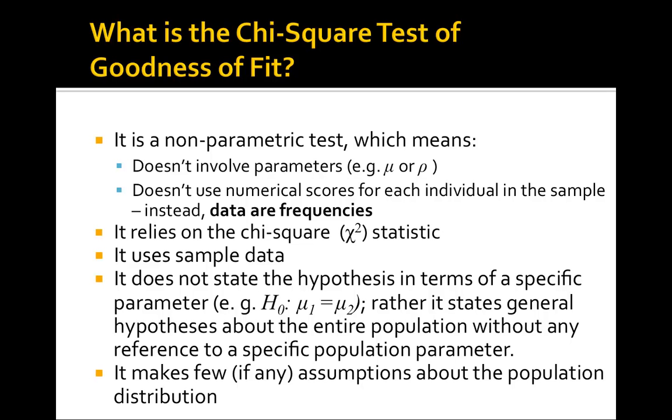It uses sample data. It does not state the hypothesis in terms of a specific parameter. As we mentioned, we don't use parameters. Instead, it states general hypotheses about the entire population. It does not reference specific population parameters, and it makes few, if any, assumptions about the population distribution.